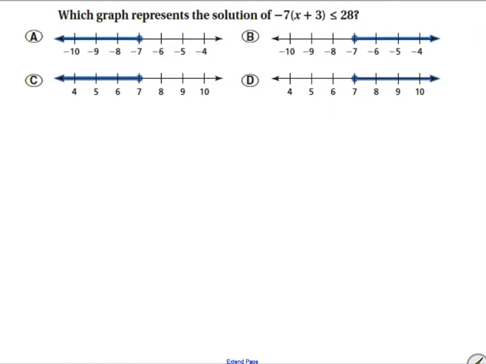Which graph represents the solution of negative 7 times x plus 3 less than or equal to 28? Let's solve it. I'm just going to copy it down and solve it. Negative 7 times parentheses x plus 3 less than or equal to 28. I'm going to simplify this by distributing.